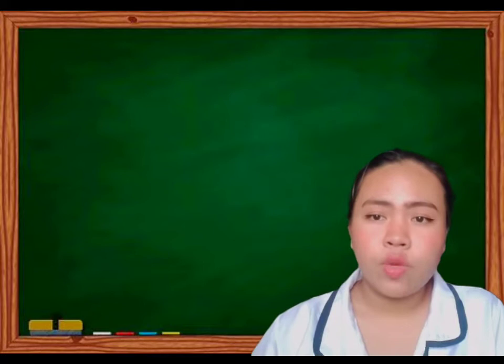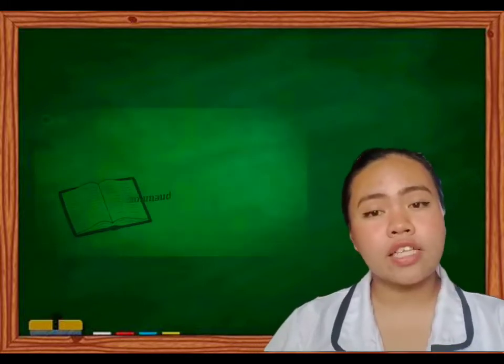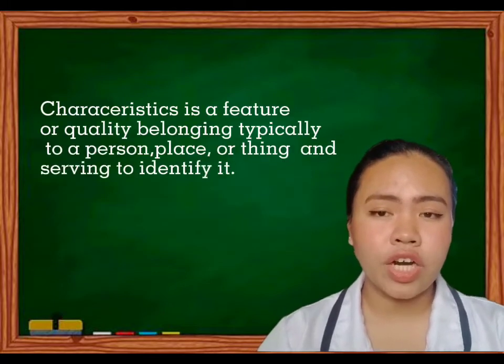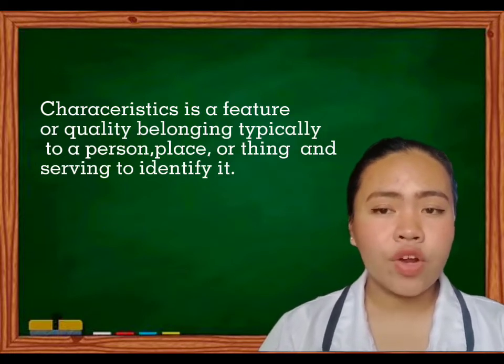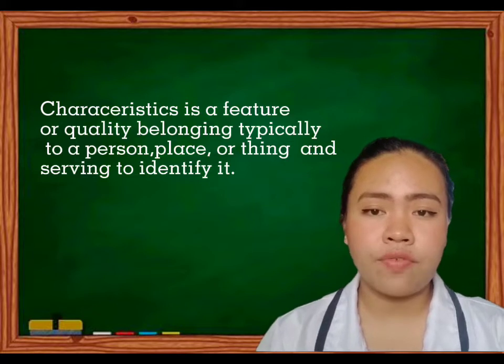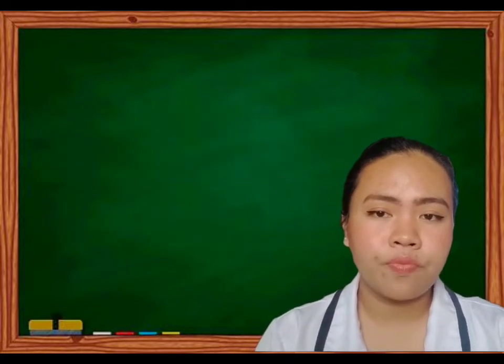But first, we should define what characteristics is. According to the Oxford Dictionary, a characteristic is a feature or quality belonging typically to a person, place, or thing and serving to identify it. A good example of it is inherited characteristics such as blood groups.